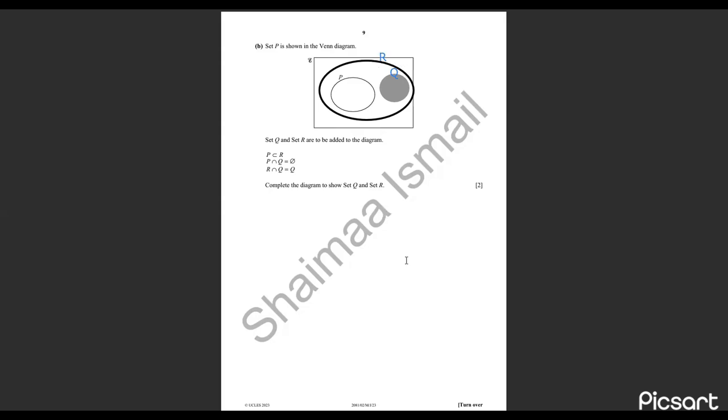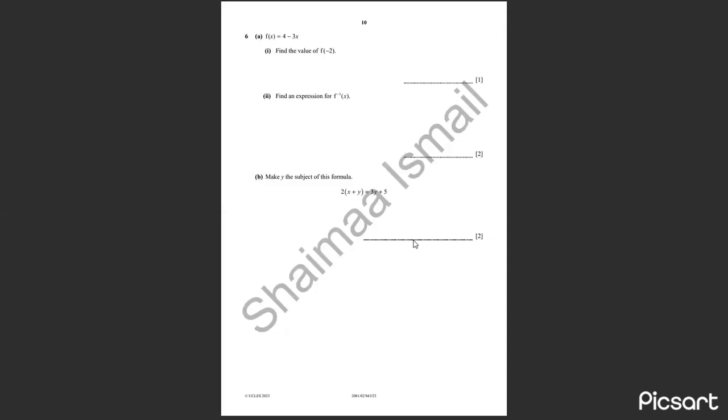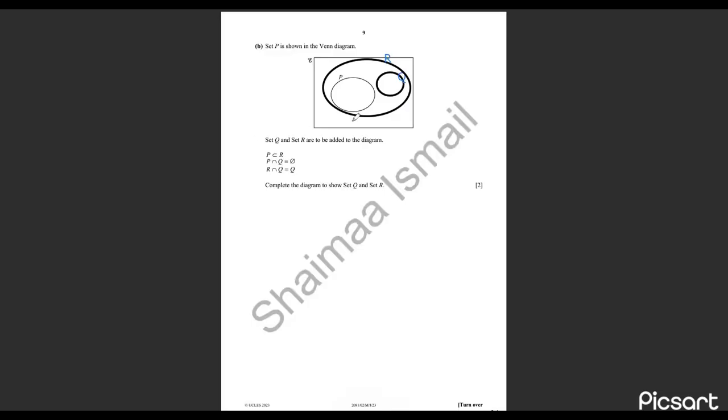Before you leave any page, just make sure that you have solved all the questions inside it. Let's see the next. Question number 6. And now to check here, P is a subset of R, because P is inside the tummy of R. P intersect Q is fine, no intersection between them. And R intersect Q equals Q, so Q is also inside R.